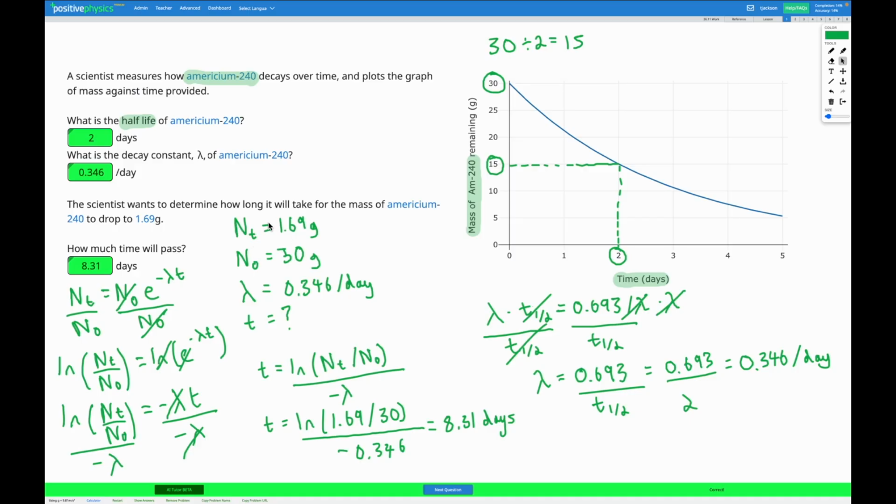And we can use this equation even if we don't have an exact number of half-lives that have passed, because our half-life here was 2 days and 8.31 days had passed, which is somewhere between 4 and 5 half-lives, but it's not exact. So we couldn't just use our halving method we used before. In that case, we have to use this equation. However, you can use this equation even if it is an exact halving situation. This equation will always work.